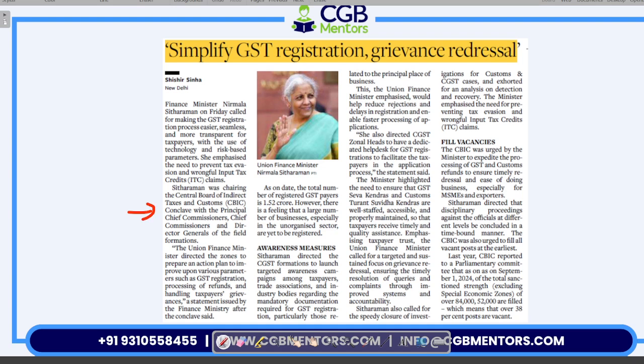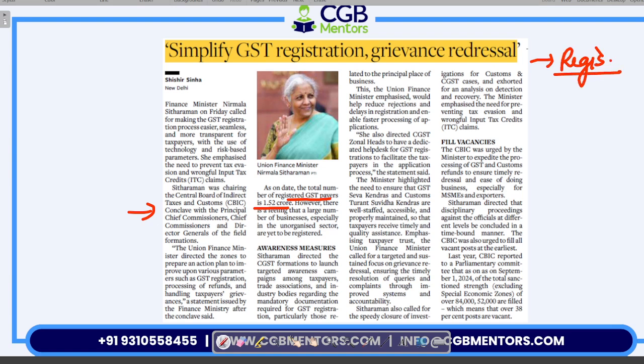CBIC conclave, where the Finance Minister has suggested some steps on how we can improve the GST system. Okay? So here quite a lot of GST related recommendations have been made. Number one, they have said that right now the total number of registered GST payers in India is 1.52 crore. But we have to streamline the registration process because it is facing so many problems.